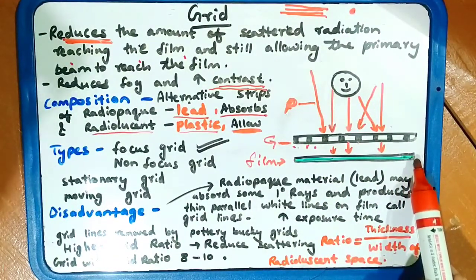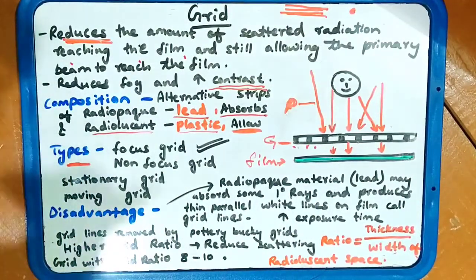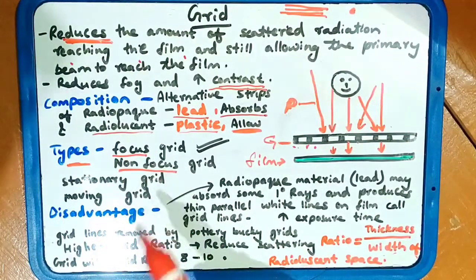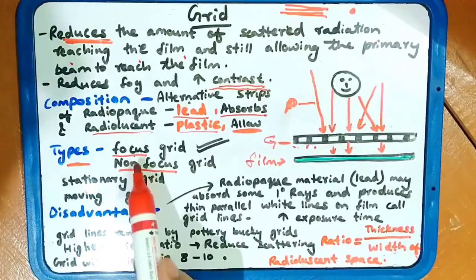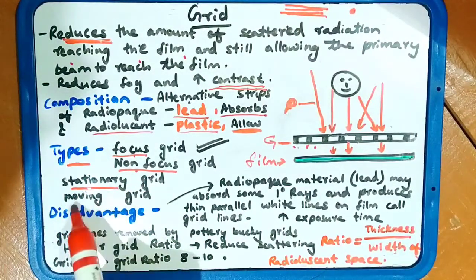Types. What are the types of grid? Grid is focused type and non-focused type. Two types of grid are there, focused and non-focused. Then two more types are there, stationary and moving. Mostly we use focused types of grid in our practice.